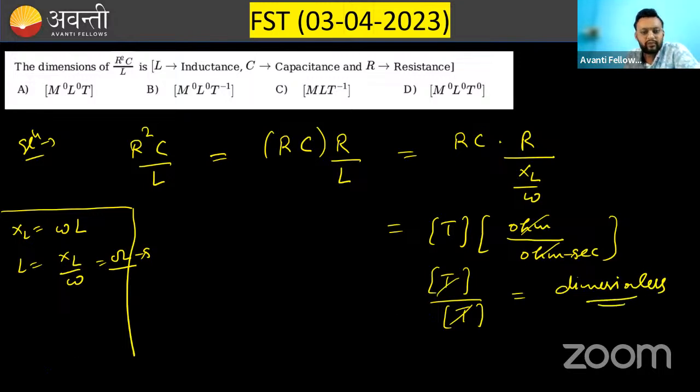Out of this, which option shows a dimensionless quantity? It has a dimension of T. It has T minus 1. It has a high dimension. This is dimensionless. So option D is correct. Clear? Moving further.